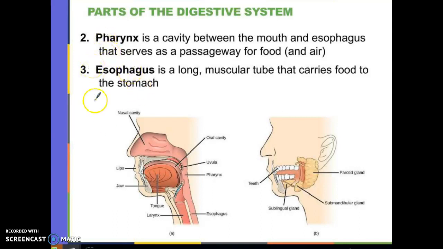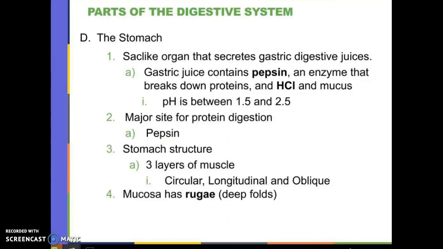Pharynx, that cavity between the mouth and the esophagus, just serves as a passageway for food and for air. Esophagus, the tube, we kind of already talked about that. This is the same picture you had earlier.